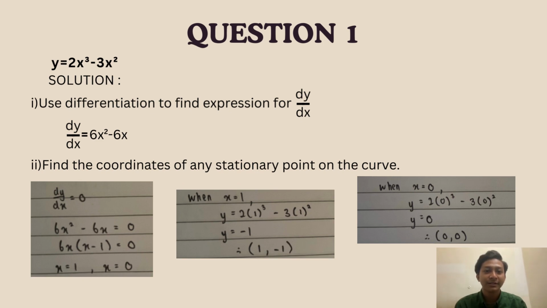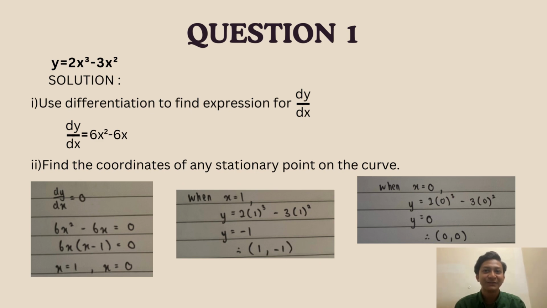The next question is, find the coordinates of any stationary point on the curve. dy over dx equals 0. So 6x squared minus 6x equals 0. 6x in the brackets, x minus 1, equals 0. So we get x equals 1 and x equals 0.